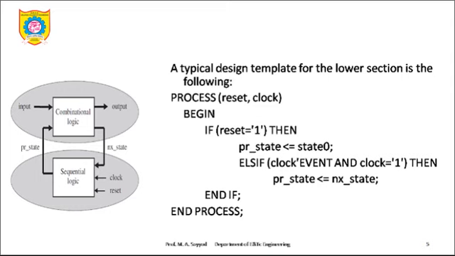This is how the VHDL code is written with the help of a process statement. You can see process in brackets reset, clock. For the lower part, these two inputs are there, reset and clock. Begin. If reset is equal to 1, then your present state is state 0. I told you that whenever you apply a reset, you should move to the initial state, and here state 0 is the initial state of your state machine.